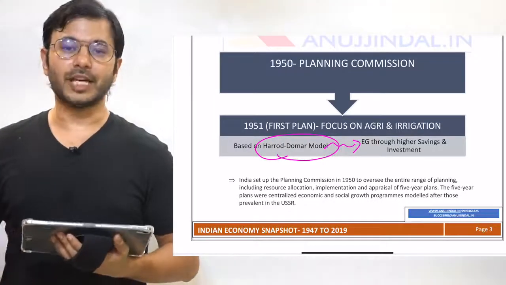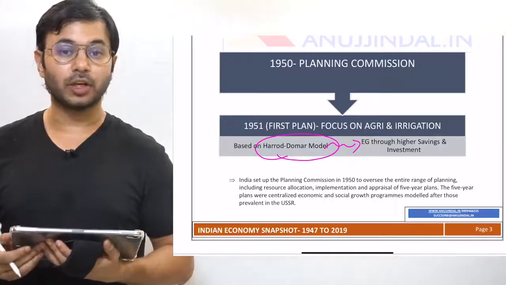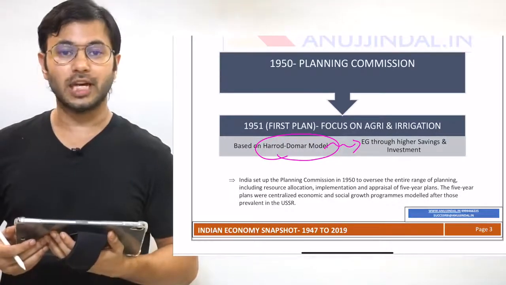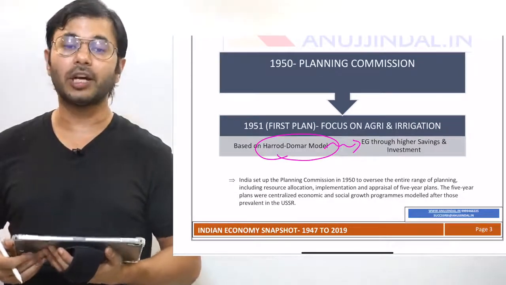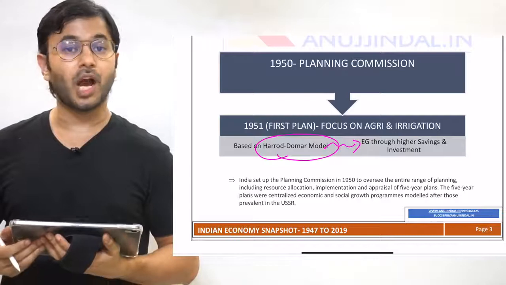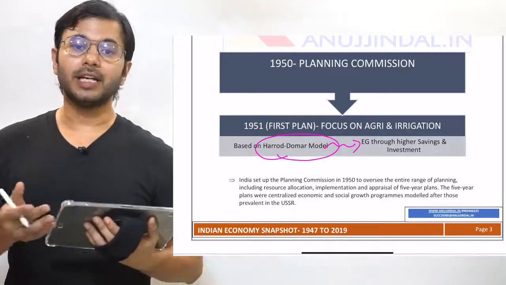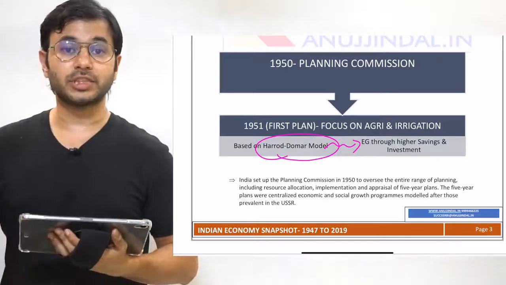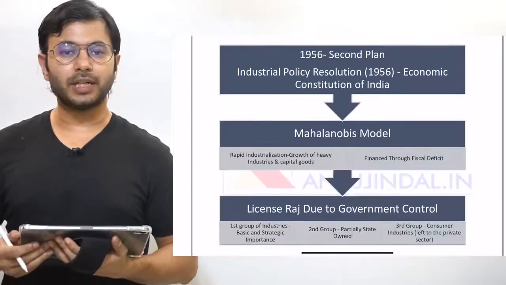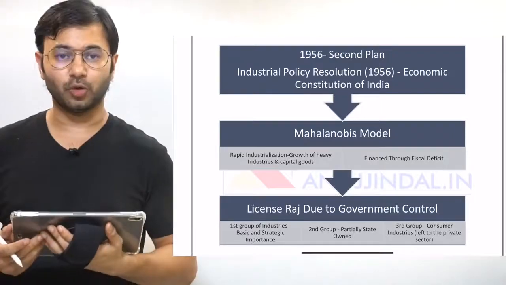According to this model, because agriculture was the main contributor of India's GDP, the focus naturally had to be on enhancing the contribution of agriculture and modernizing agriculture. How was it done? By modernizing irrigation methods in the economy. But this model and this idea was dumped in 1956, and we adopted the second model called the Mahalanobis model.